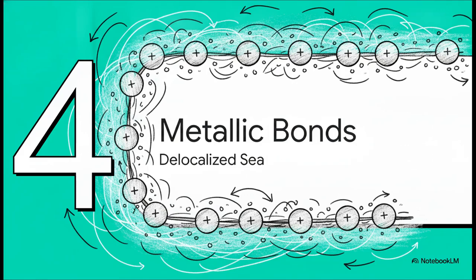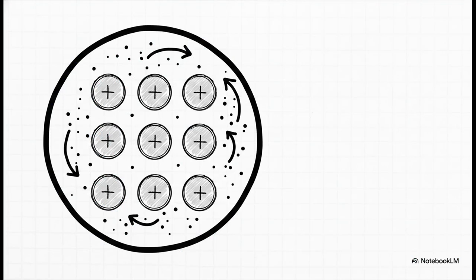Section 4. Metallic bonds, delocalized electron sea. Now, let's shift focus to our third and final bond type. And honestly, the atomic structure here is absolutely fascinating. This isn't sharing, and it's definitely not a direct transfer.